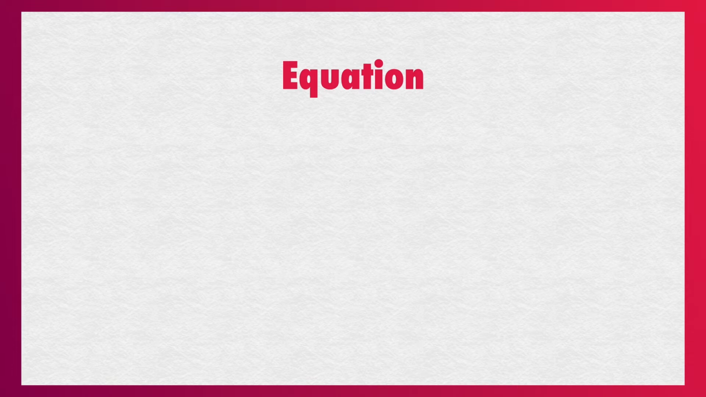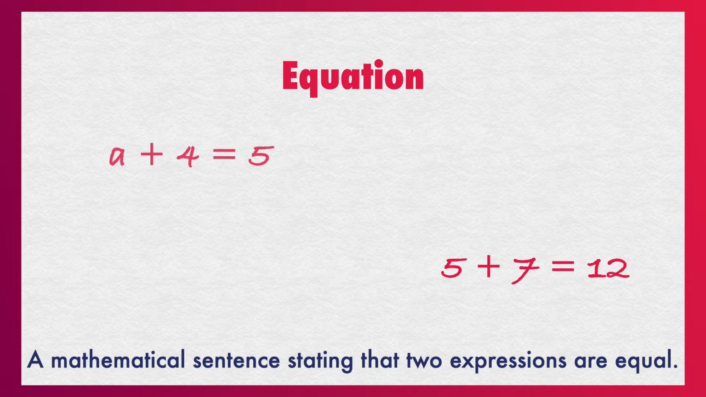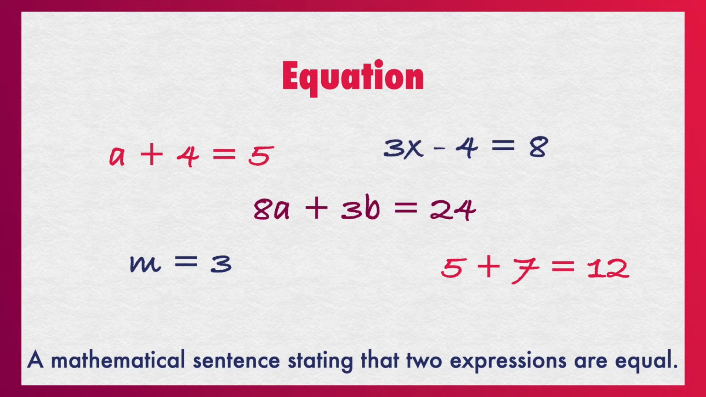Building off of our knowledge about expressions, an equation is a mathematical sentence stating that 2 expressions are equal. Essentially, it still has all the same components as an expression, but now it has an equal sign as well. So you should still see variables, operation symbols, numbers, and an equal sign. If it doesn't have an equal sign, then it's just simply an expression.